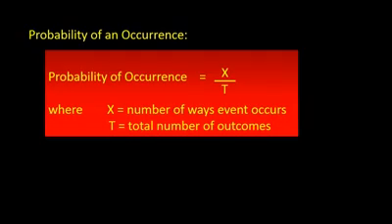So back to our example of picking an ace out of a deck of cards. X is 4, there are 4 possible aces, 2 reds and 2 blacks, and t is 52. There are 52 possible cards, or outcomes. So the probability of an ace is 4 out of 52.